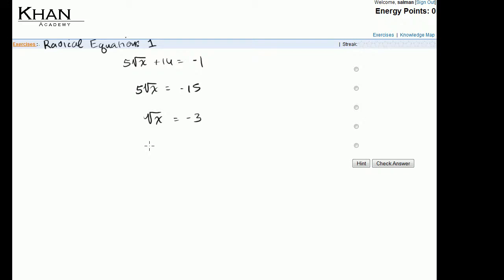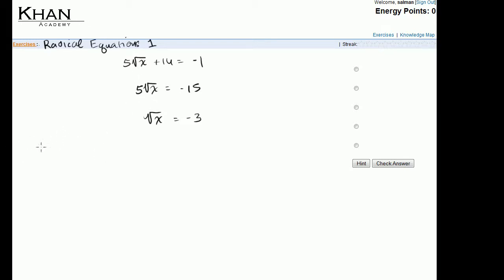Now, there's a strong temptation when you see this right over here to square both sides, and you get x is equal to 9. And x equal to 9 would be a valid solution if you were taking the positive or negative square root of x. But we are only taking the principal root of x. And the principal root is the non-negative square root of x.